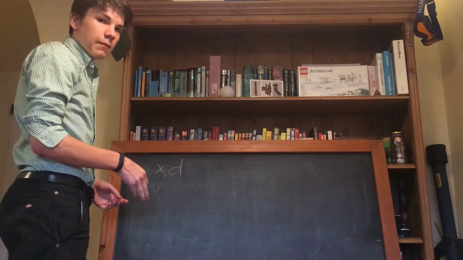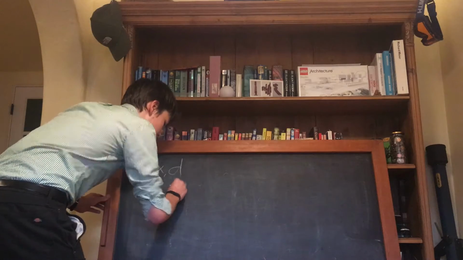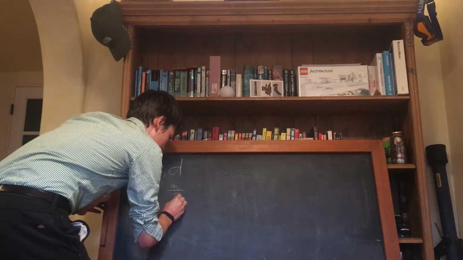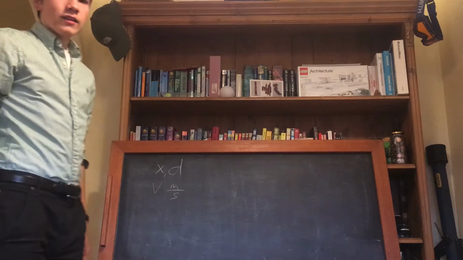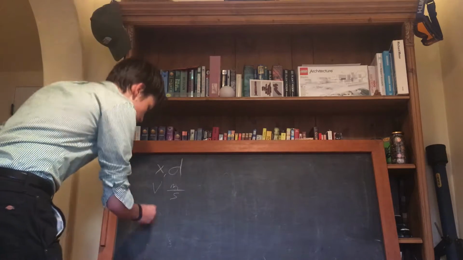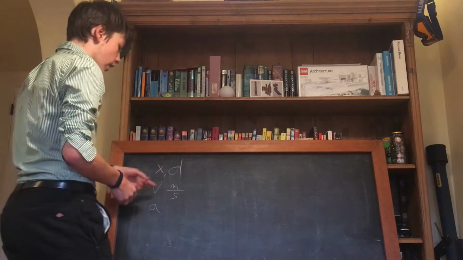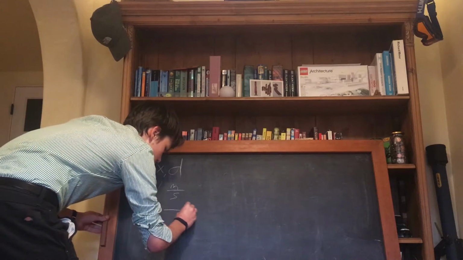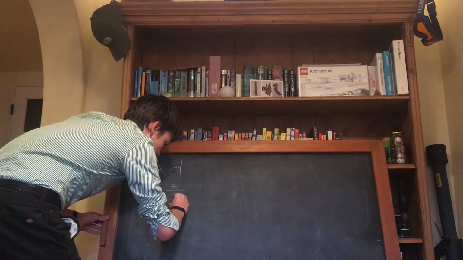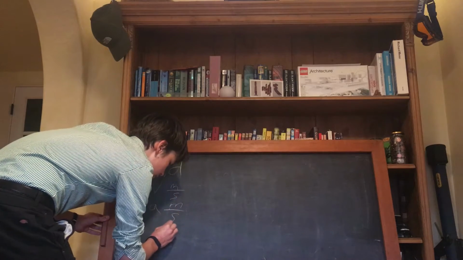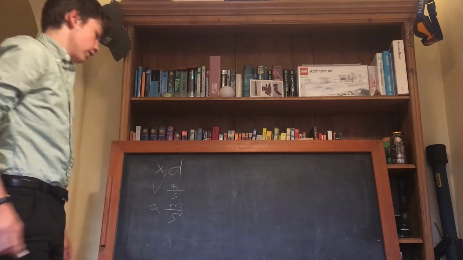Now we have velocity, which is usually represented as v, and this is usually written as distance over time. So let's say meters a second. And then lastly, we have acceleration, which is usually represented by an A. And its units is usually the distance, which is in this case meters per second squared.